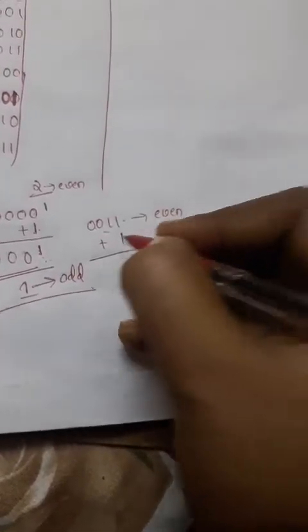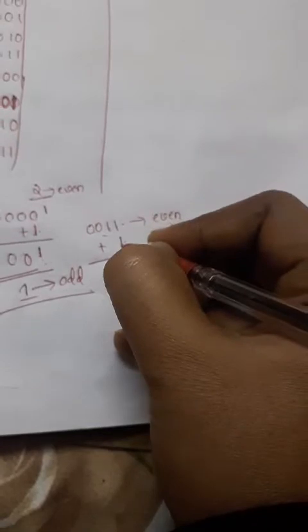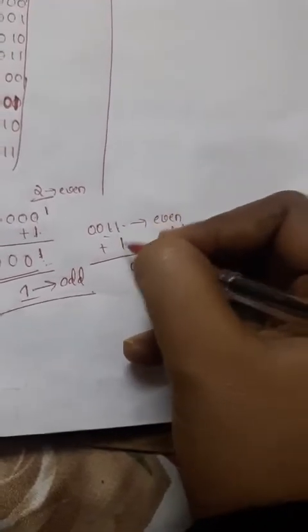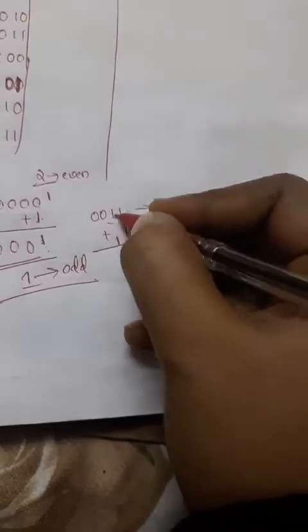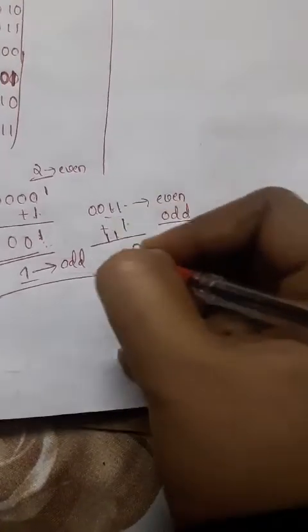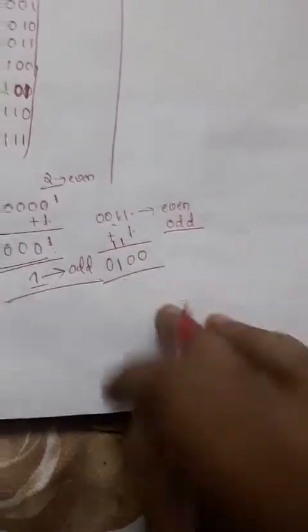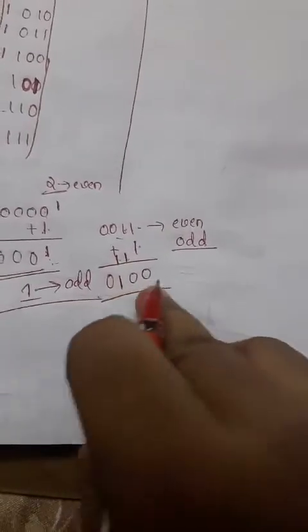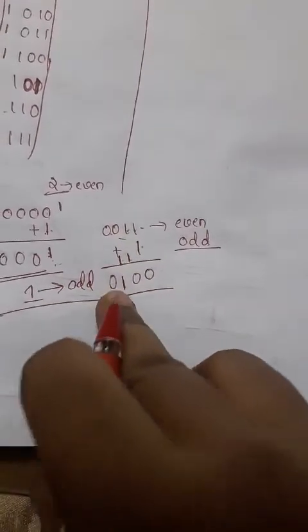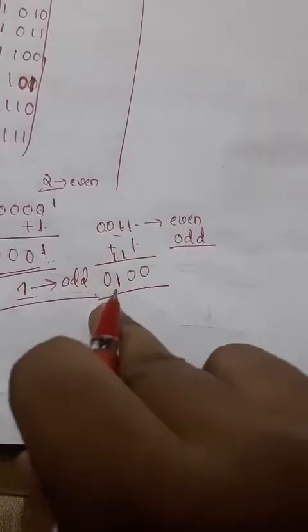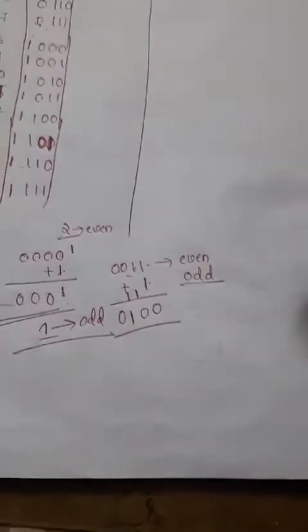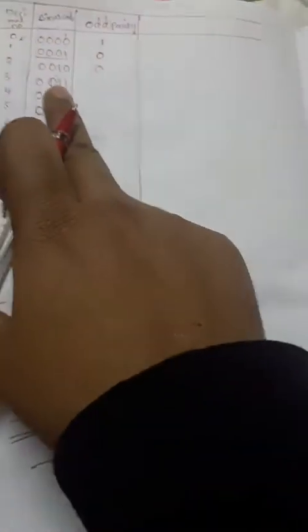So 1 plus 1 is 0, and 1 carry, and that carry will be carried here. 1 plus 1 is 0 and 1 carry, so 0 plus 1 is 1 and 0. So now count how many ones we are having after adding that. We are having that number as 0100, that means the number of ones will be 1, so directly it will be an odd number. So that means if we are having any even number, to make it odd parity we need to add 1 for that.